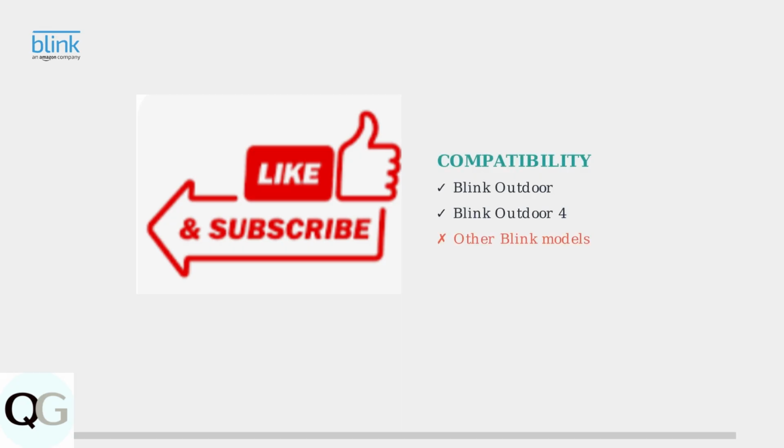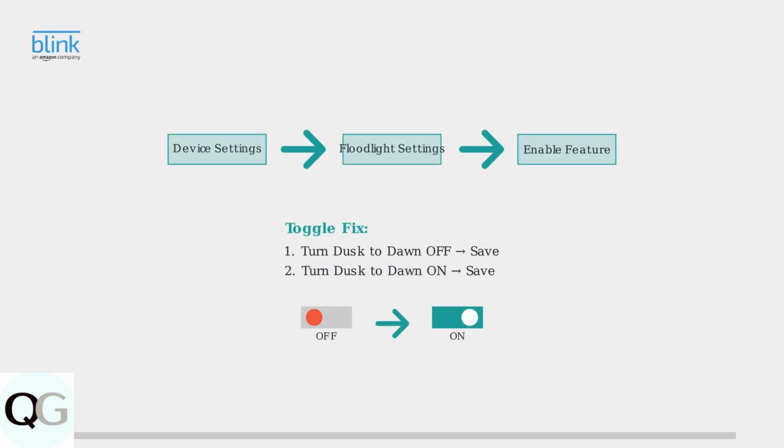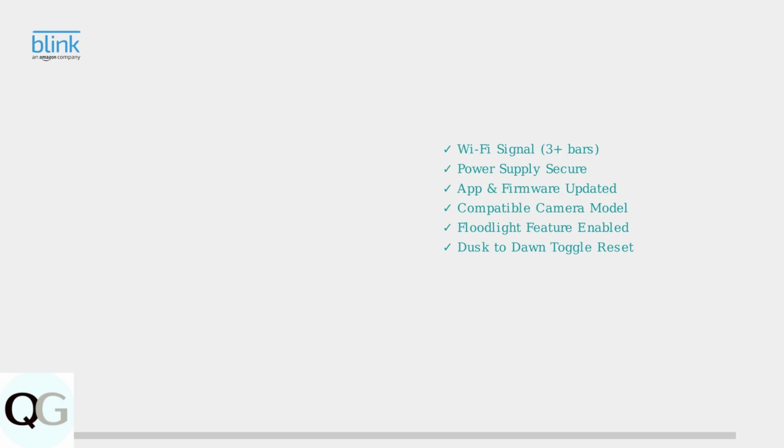Important: the Blink floodlight is only compatible with Blink outdoor cameras. Make sure you're using the correct camera model. In the Blink app, navigate to Device Settings, then Floodlight Settings, and ensure the floodlight feature is enabled. If it's already enabled, try toggling the Dusk to Dawn setting off, save the change, then toggle it back on and save again. These basic troubleshooting steps resolve most Blink floodlight Dusk to Dawn issues.